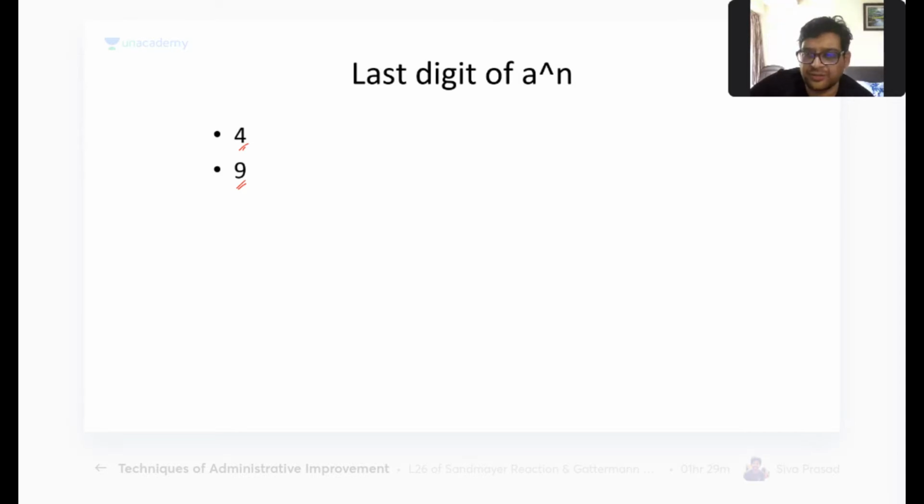Welcome Ritik, welcome Kishore. 18679, and what power do you want me to raise it to? Gaurav?